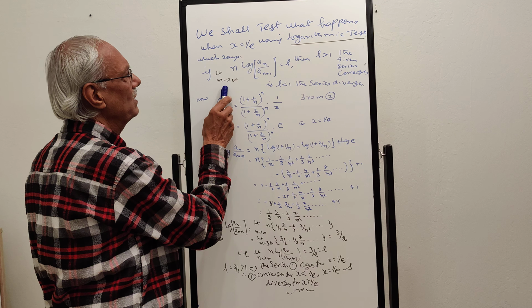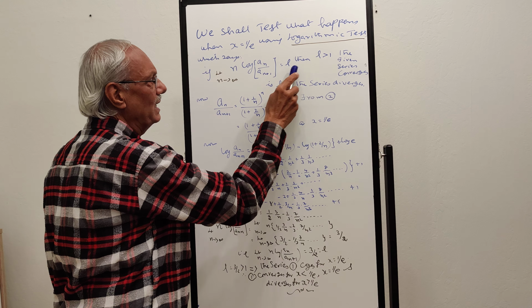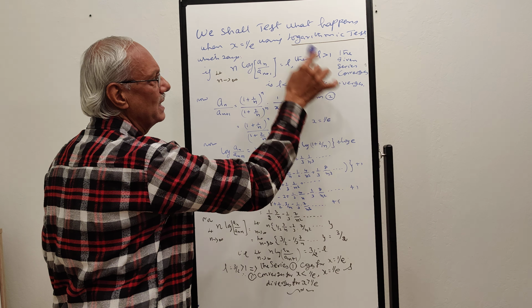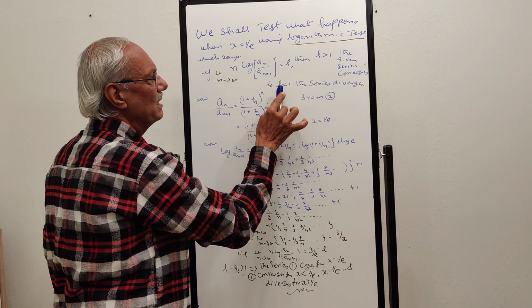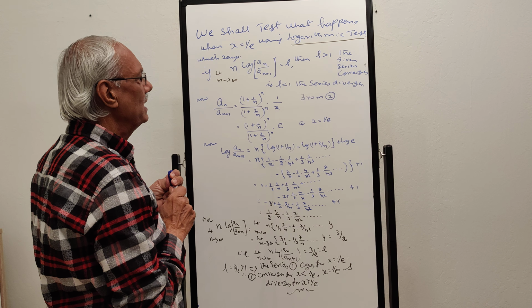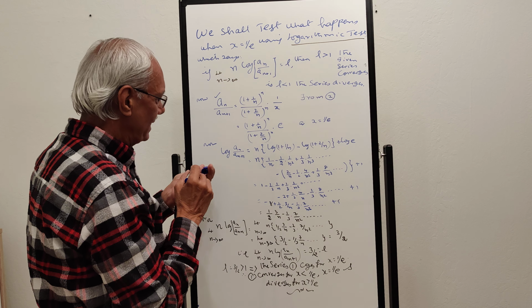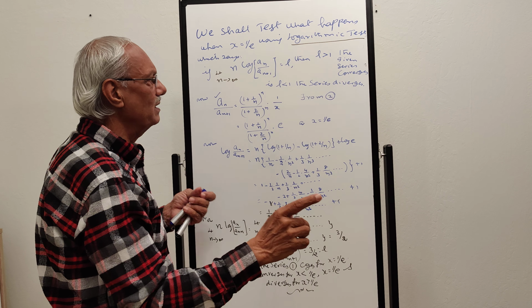Limit n tending to infinity of n log of an by an plus 1. If it is equal to L, then L greater than 1 means the given series is convergent. If it is less than 1, it is divergent. Now what is it that we have taken here? Here we have found what is my an by an plus 1. That is, we have got an plus 1 by an.